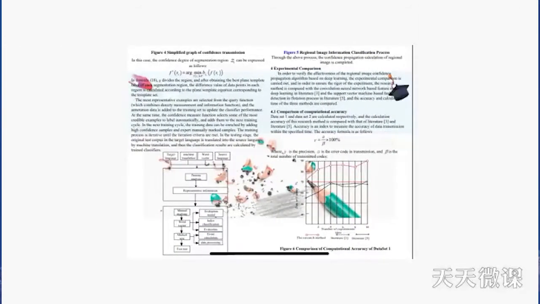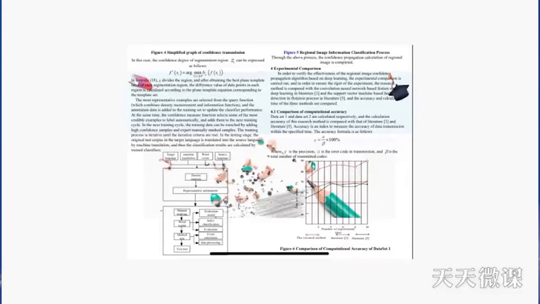In this case, the confidence degree of segmentation region C can be expressed as follows. In formula 18, S divides the region, and after obtaining the best plane template label of each segmentation region, the difference value of data points and TS in each region is calculated according to the plane template equation corresponding to the template set. The most representative examples are selected from the query function, which combines density measurement and information function, and the annotation data is added to the training set to update the classifier performance.